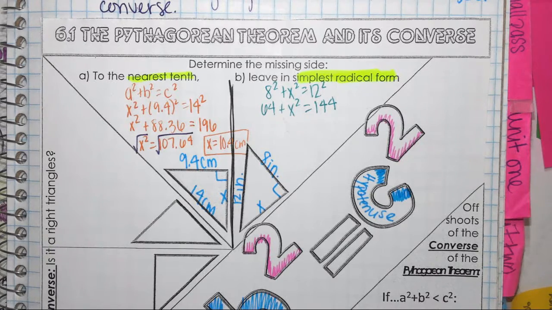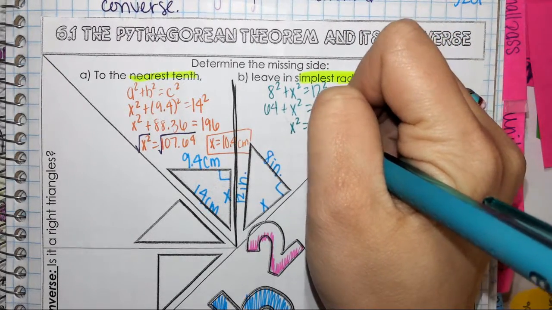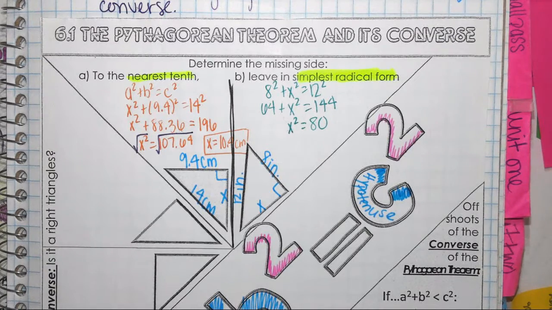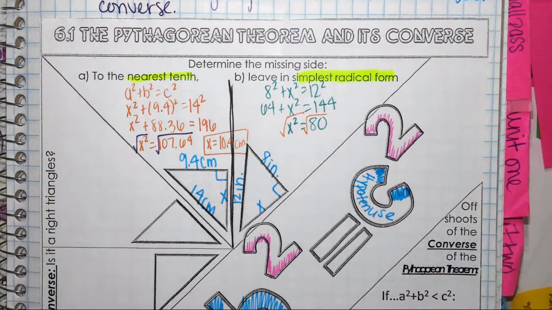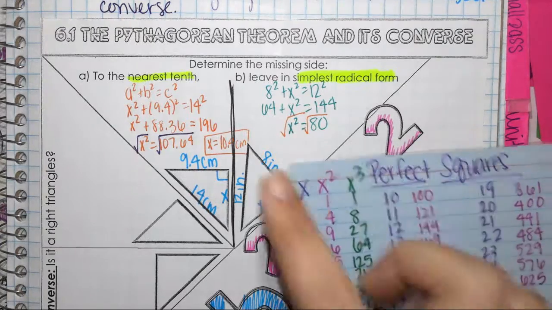All right, what do we do from here? Subtract 64. Okay, so what's 144 minus 64? 80. And now, square root. Awesome. Now, are we going to plug it into our calculator this time, or are we going to use our card? We're going to use our card.